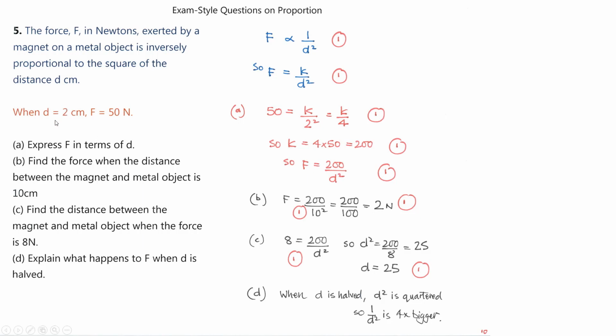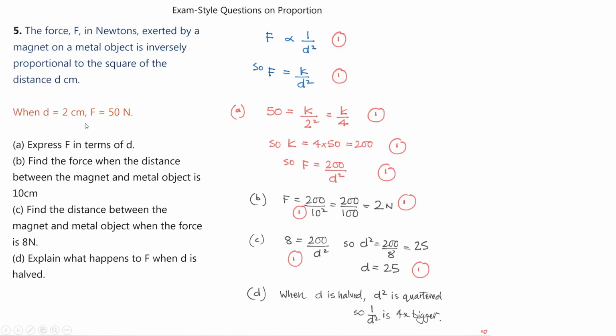So, take that distance and halve it. Instead of having 2, make it 1. So now the force will be, instead of 200 divided by 2 squared, 200 divided by 1 squared. 1 squared is 1, and 200 divided by 1 is 200. So when distance is 2, the force is 50, but when distance is 1, the force is 200.